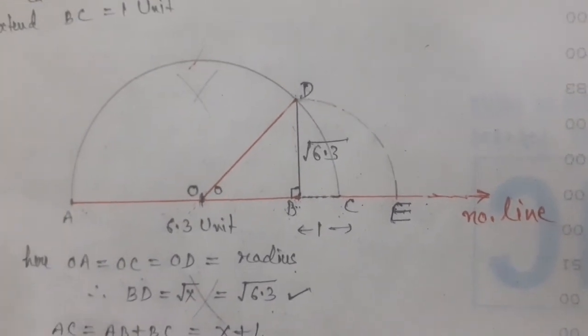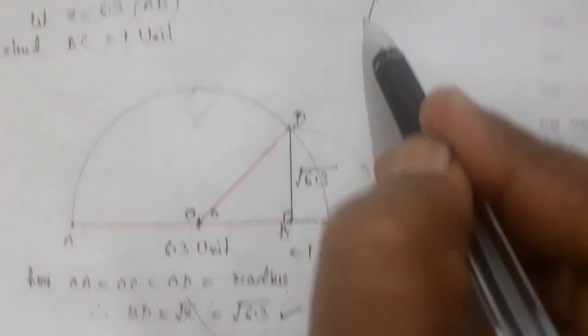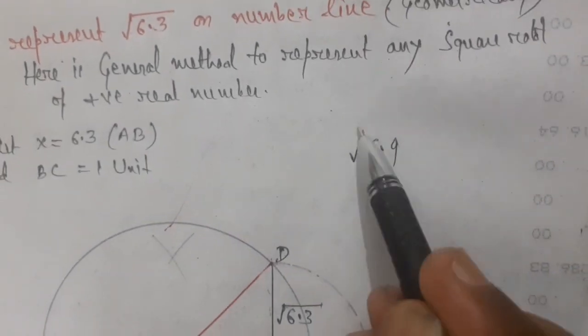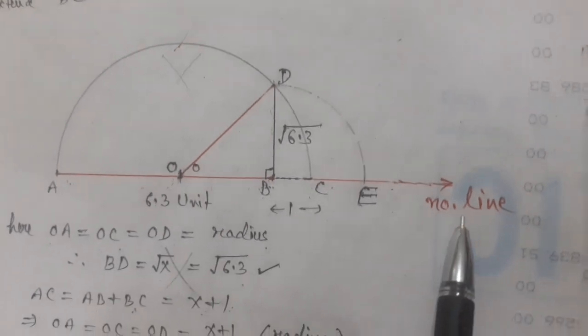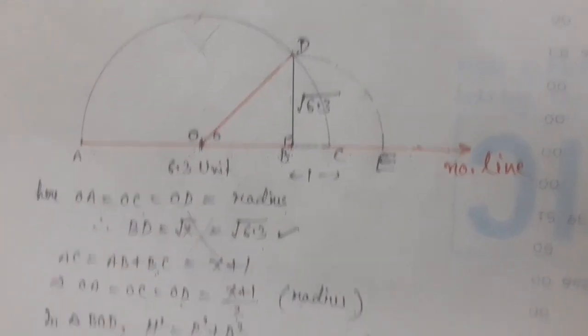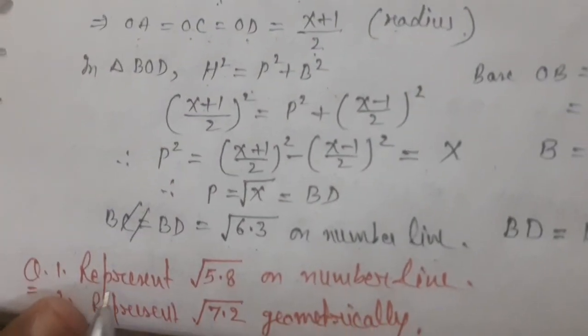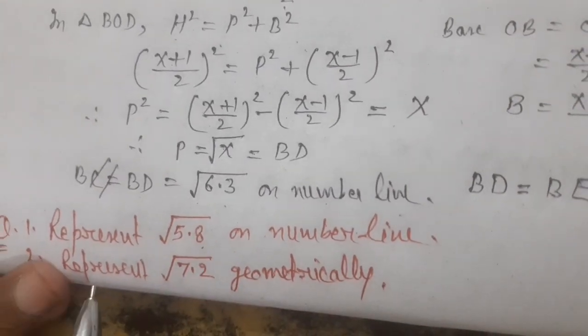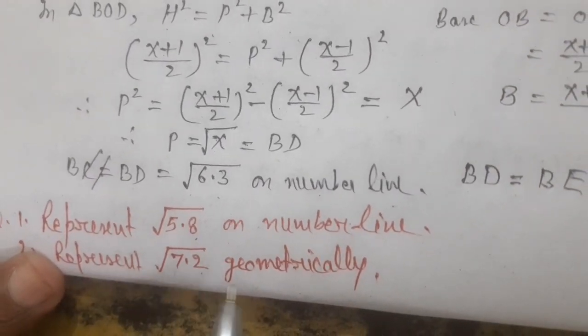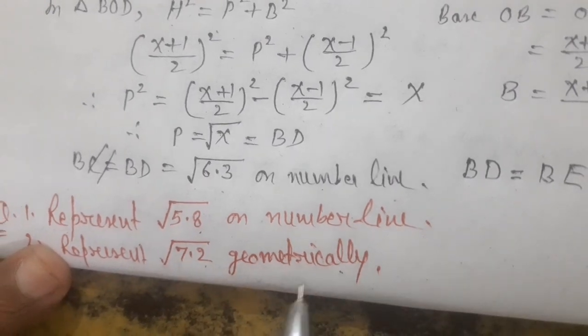Suppose any number is given, say you have to find the square root of 6.9, or represent the square root of 5 on the number line. Then the same method can be applied. Using this method, represent root 5.8 on the number line, and another question, represent root 7.2 geometrically. Try to solve these two questions.